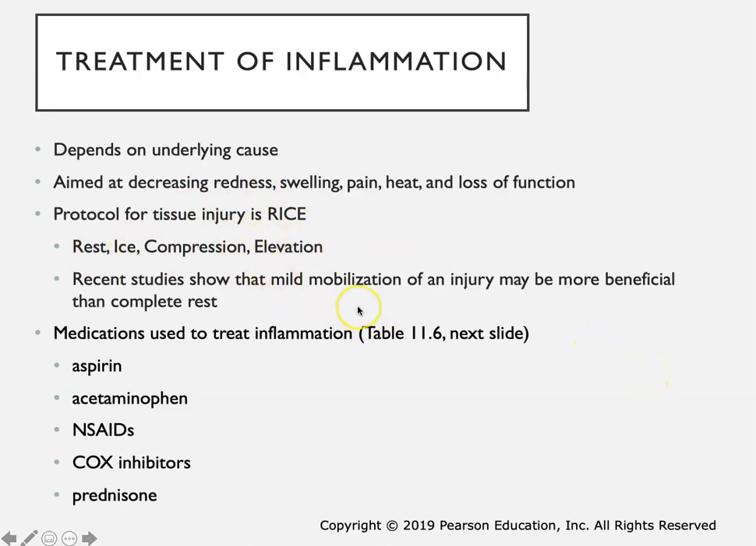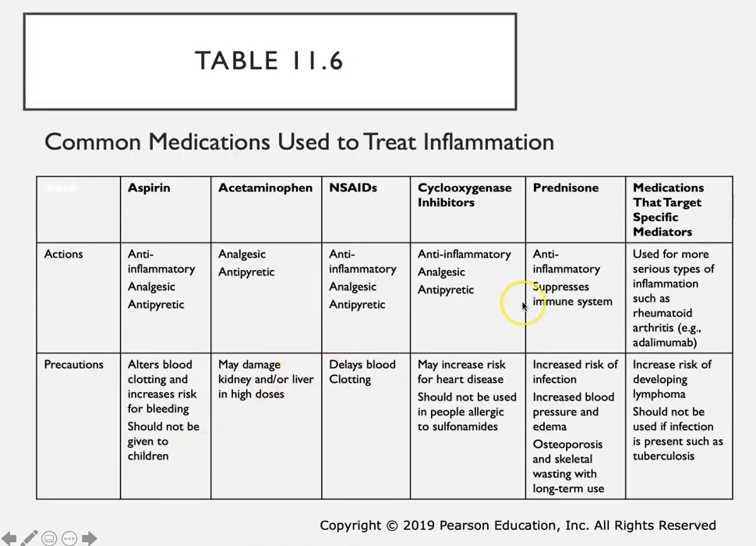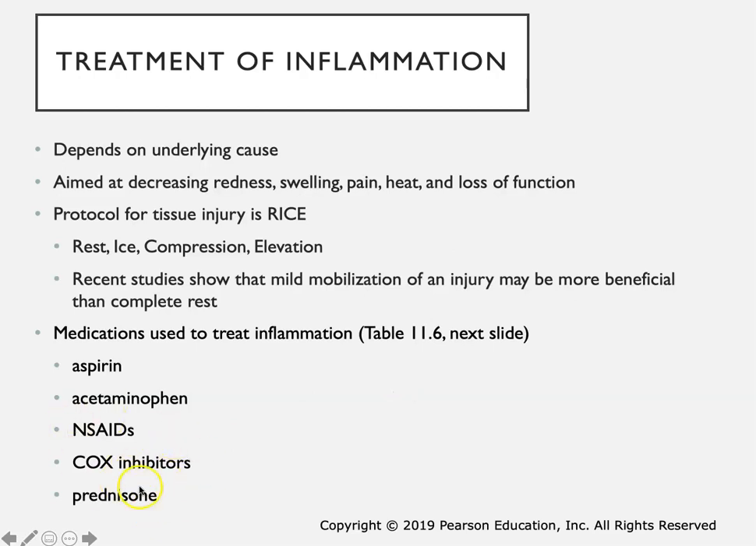It suggests here that mild mobilization rather than complete rest might actually be more beneficial. The idea of trying to move around. So if you injure your ankle, obviously you're not going to go run a marathon on it, but moving it around and keeping that blood circulating there and that movement actually will help with the healing process. Some medications that are used to treat inflammation, on the next slide these will be described a little bit more. Aspirin, acetaminophen, NSAIDs, right? Non-steroidal anti-inflammatories. COX inhibitors and prednisone.